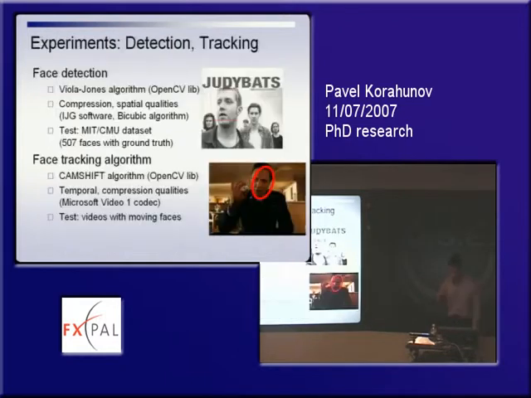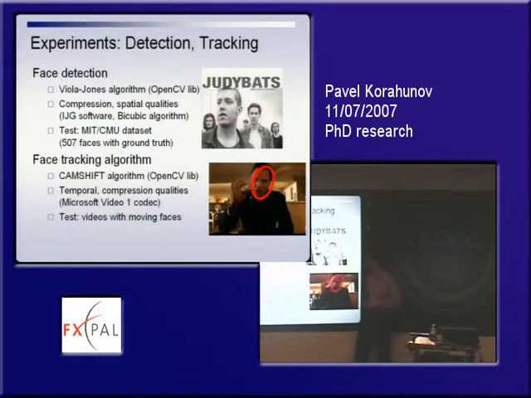The algorithms we took are both from OpenCV. The first is the famous Viola-Jones algorithm, and for that algorithm we change the compression quality of the video and the spatial quality of the video to reduce the video bitrate. We compress more or resize. And for the test we take the standard MIT CMU dataset with ground truth, 107 faces.